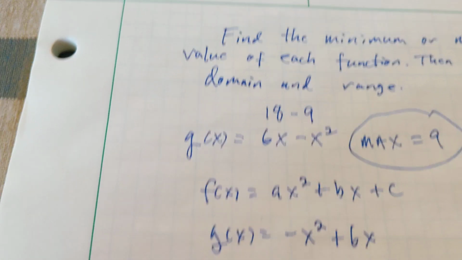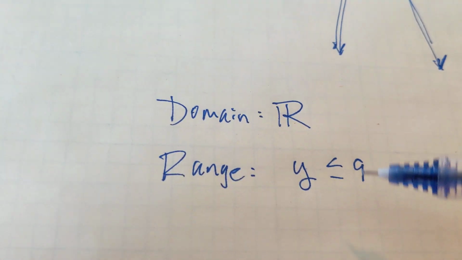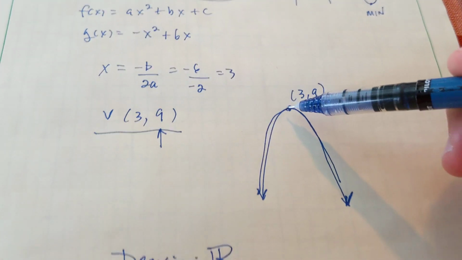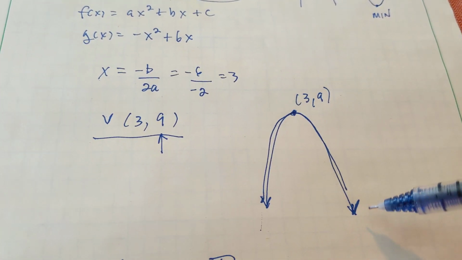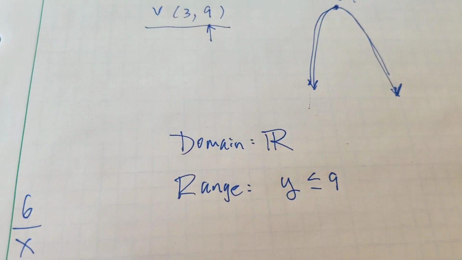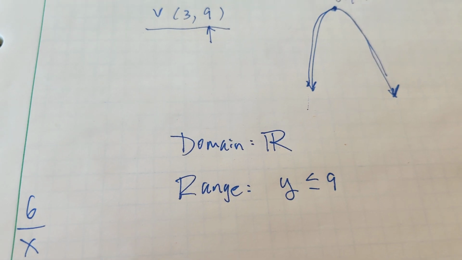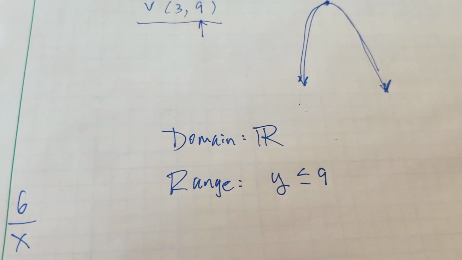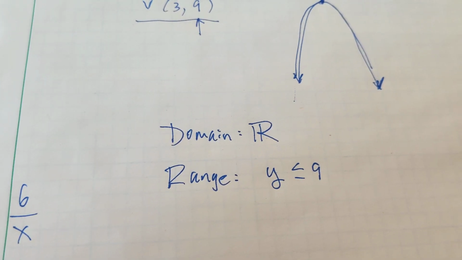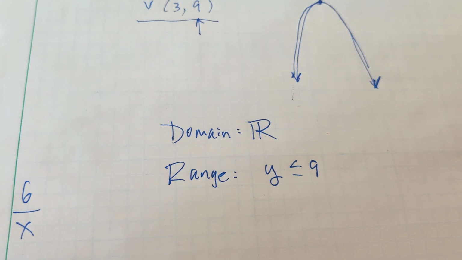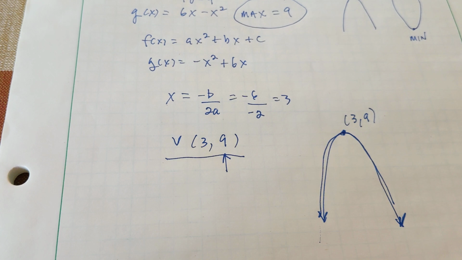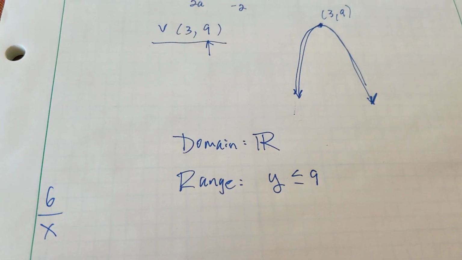Now, the range comes from the fact that the highest point is the y value 9, and notice the graph goes down. So the y values are going to be smaller than or equal to 9. That's why the range is y is less than or equal to 9. There's more to say about this, maybe I'll save that for another video on domain and range. I realize those concepts need to be talked about a little more, but this is how you would answer this kind of question. So the maximum value is 9, and there's the domain and the range.